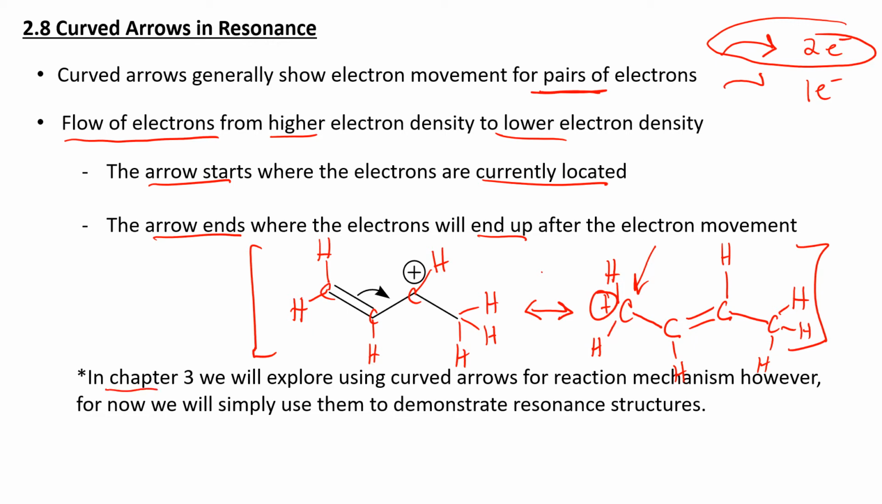So in chapter 3, we're going to talk more about using curved arrows for reaction mechanisms. However, in chapter 2, we're learning curved arrows in resonance, in which we're never going to break a sigma bond. We can only move pi electrons in chapter 2.